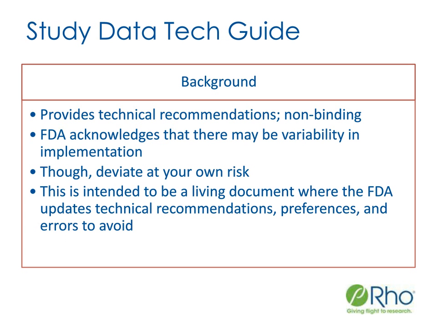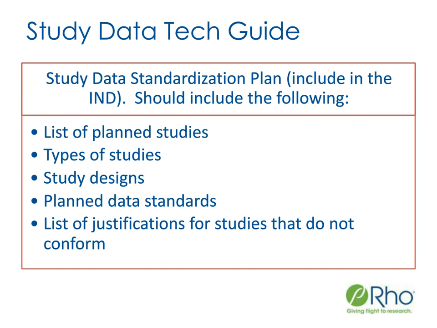So first, with the Study Data Standardization Plan, we think that this is going to be probably the most important document to prepare as part of implementing data standards over the next 5 years. And what goes in here is the list of planned studies, types of studies, study designs, planned data standards, and a list of justifications for studies that do not conform to these data standards.